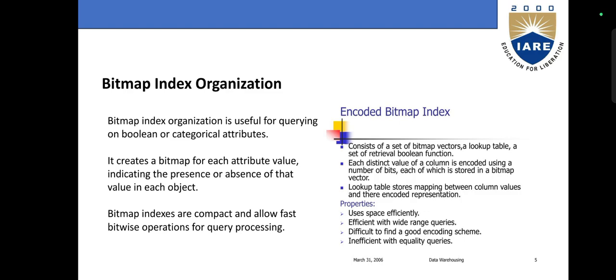Encoded bitmap index consists of a set of bitmap vectors, a lookup table, and a set of mapping functions. Each distinct value of a column is encoded using a number of bits, each of which is stored in a bitmap vector. Lookup table stores the mapping between column values and their encoded representation. Properties of bitmap index: it is space efficient with wide range queries. It is difficult to find a good encoding scheme. It is inefficient with equality queries.